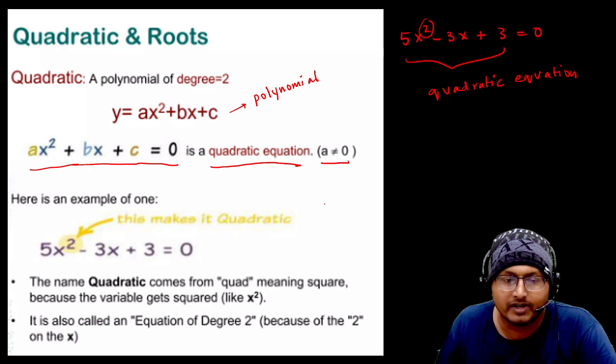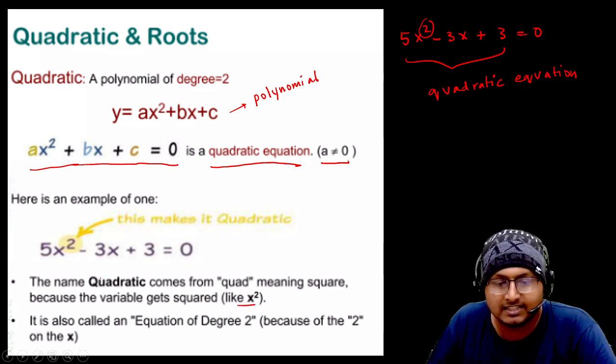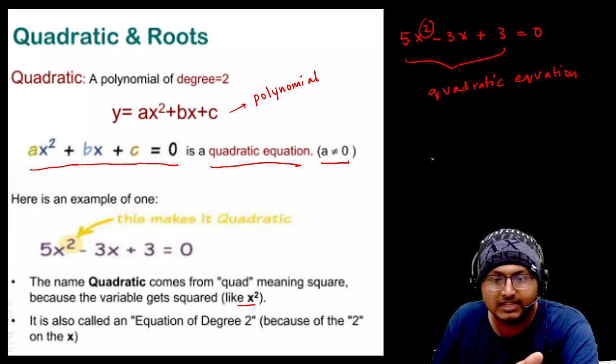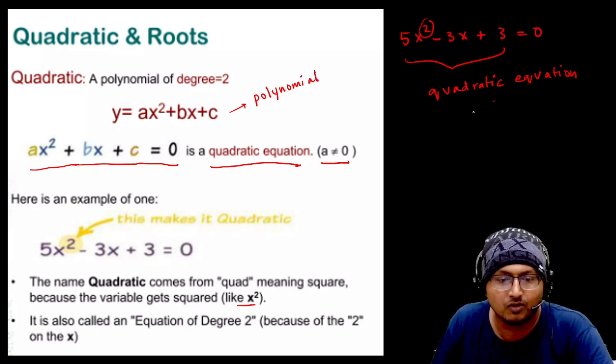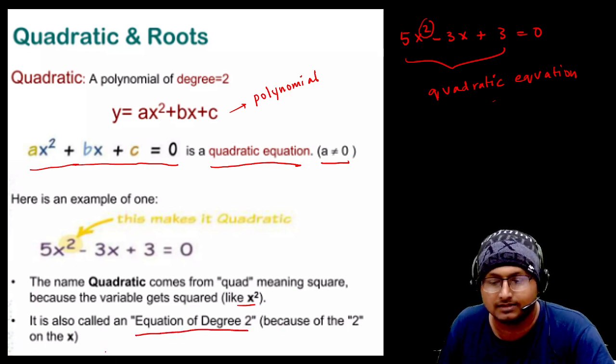So, the name quadratic comes from quad, meaning square, because the variable gets squared, like x square, because x is a variable, it gets squared. That is, the maximum power obtained in that equation is 2. Hence, it is called a quadratic equation. It is also called an equation of degree 2. This we have all discussed, right? Because 2 is on x.